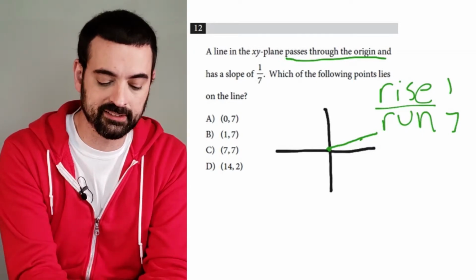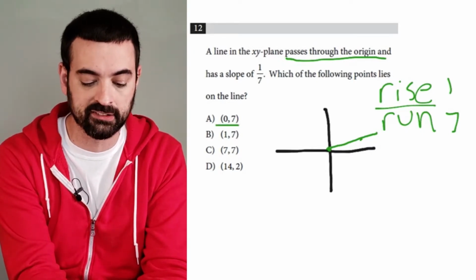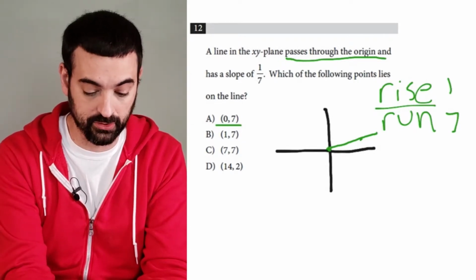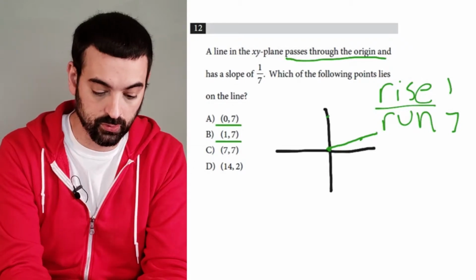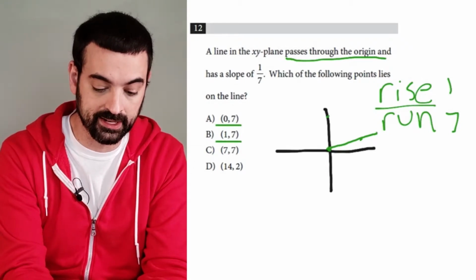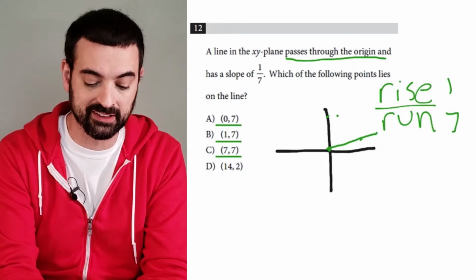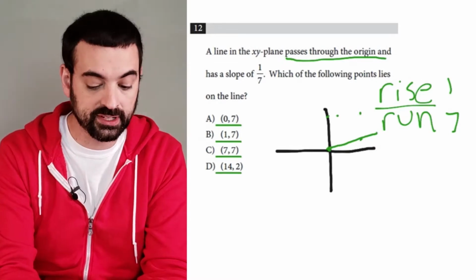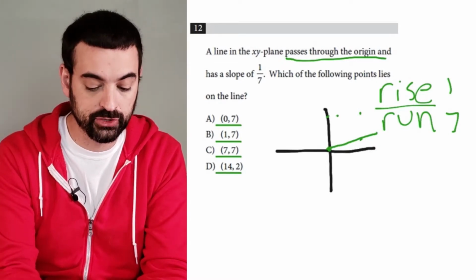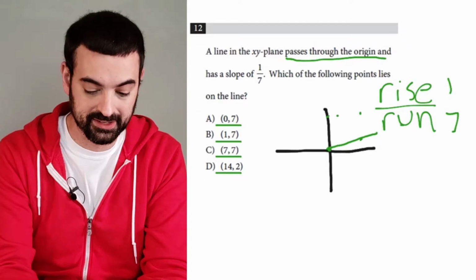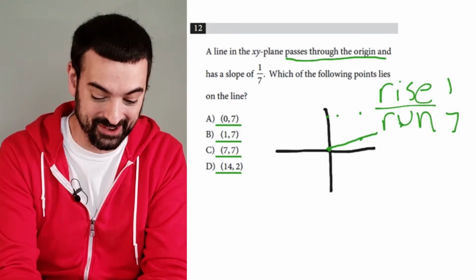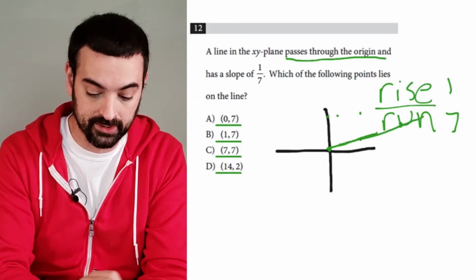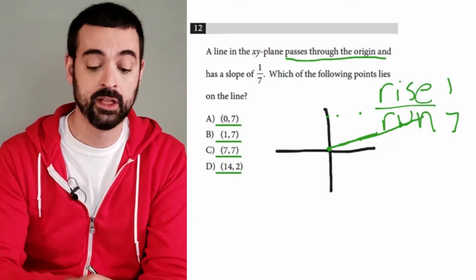Let's go straight to the answer choices and see if any of these ordered pairs appear on my line. 0, 7 is 0 to the right and 7 up. 1, 7 is 1 to the right and 7 up. 7, 7 is 7 to the right and 7 up. And 14, 2 is 14 to the right and 2 up. It would show up, in my case, kind of almost off screen where I've already written the word run. But it is on the line that we've drawn for this particular question.